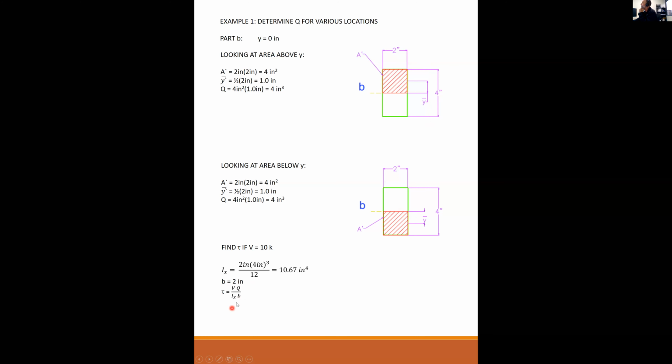So VQ over IB is 10 kips times my Q of 4 inches to the third over 10.67 inches to the fourth over 2 inches wide. That gives me 1.87 KSI. That's my horizontal shear due to a 10 kip shearing load. Any questions on that?